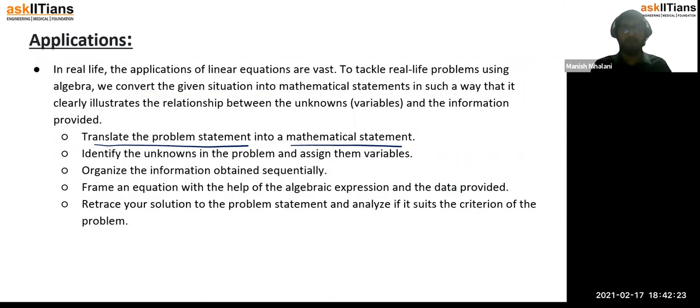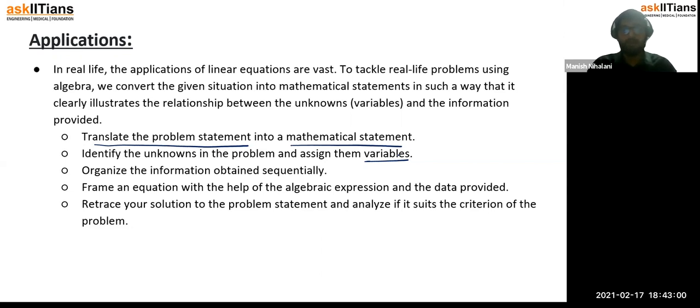Identify the unknowns. What are the unknowns? The ages of Ramesh and Suresh. So we assign them variables x and y. They were the unknowns, they were supposed to be found out, right? Is the information obtained sequentially? Sequentially means we have the information, that is Suresh's age minus Ramesh's age, and the other information that after 2 years Suresh's age would be double that of Ramesh's age. So in that case we would be writing them algebraically or mathematically.